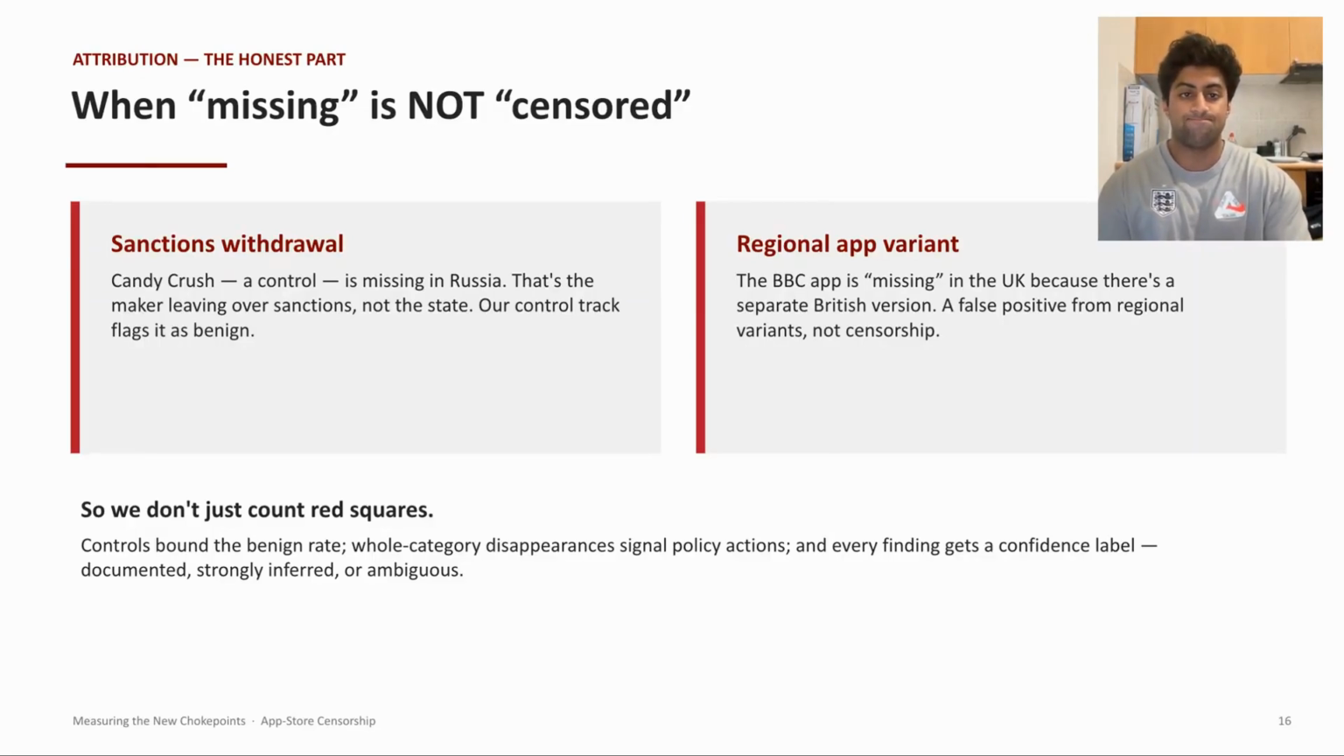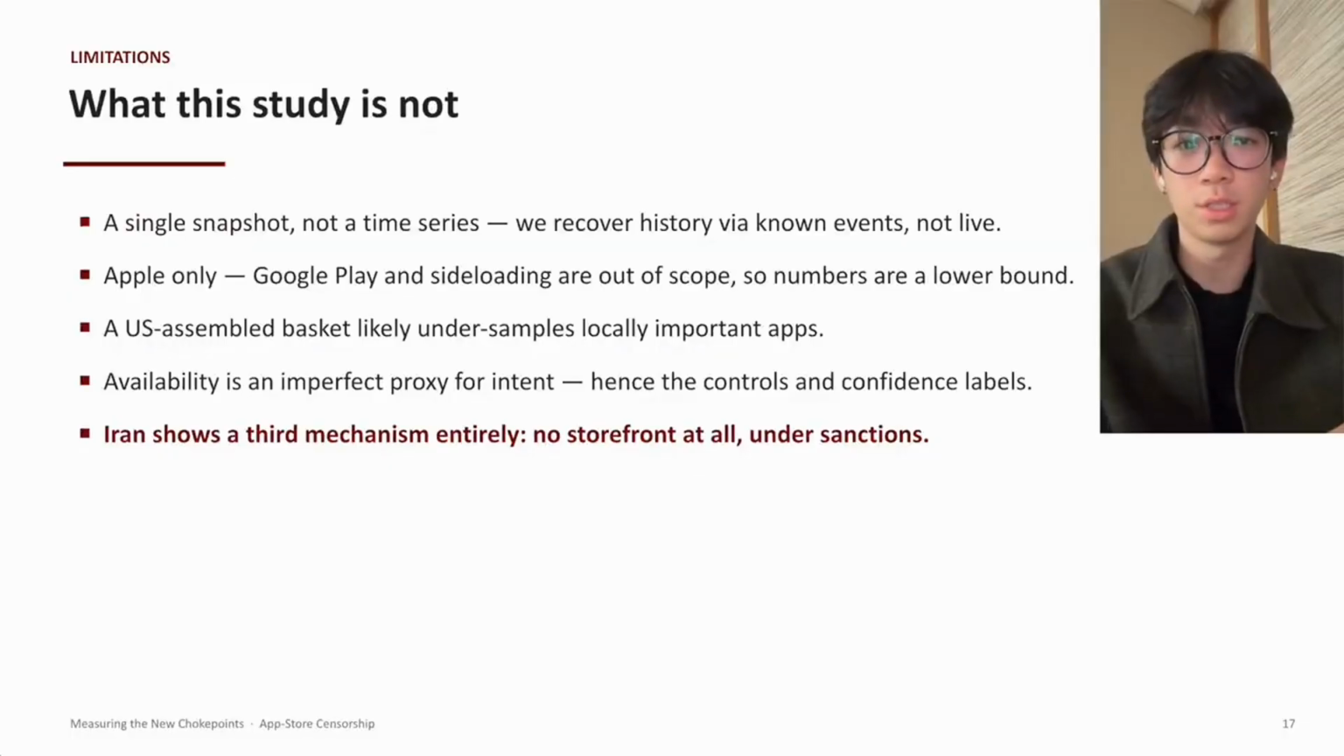So yeah. So I'll be going over some limitations of what our study is not, and then I'll be going over some takeaways as well as some considerations for future work. So of course, our study is just a single snapshot, like a day really, of the current state of our topic, and it's not really like a time series, so we don't have so much data. And so all we do is kind of just catch the current state and then recover the history by cross-referencing with very known events.